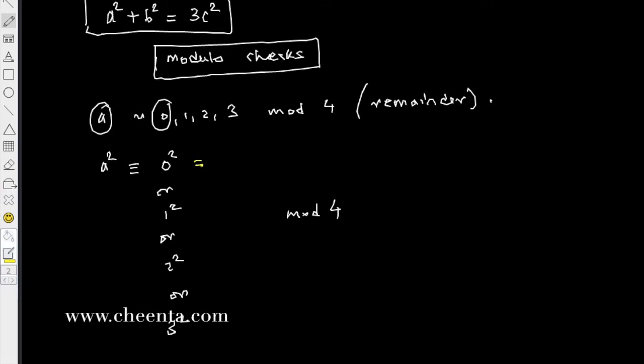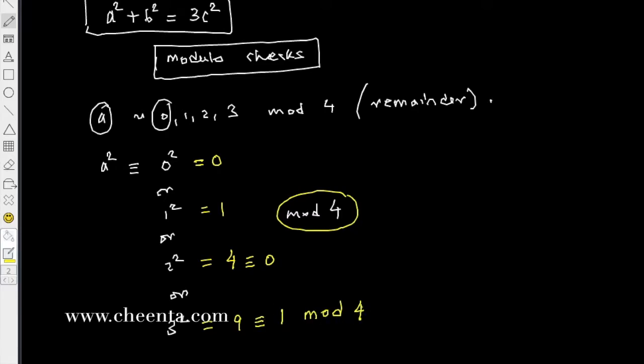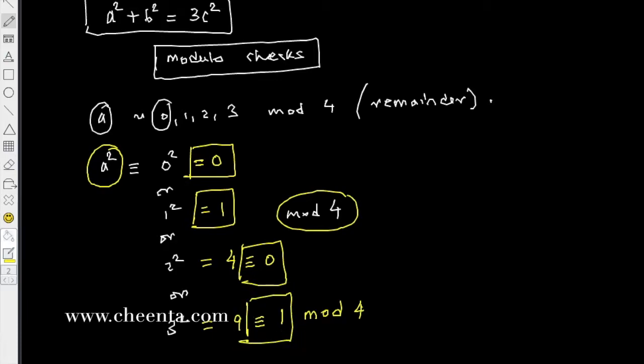But if you know that and you compute these, you'll get 0 square is 0, 1 square is 1, 2 square is 4, which is obviously 0 mod 4, because if you divide 4 by 4, you'll get the remainder 0. And 3 square is 9, which is 1 mod 4. So the interesting thing is that if you take any square number, the remainder is always 0 or 1 modulo 4. This will help us a lot in investigating this particular equation.